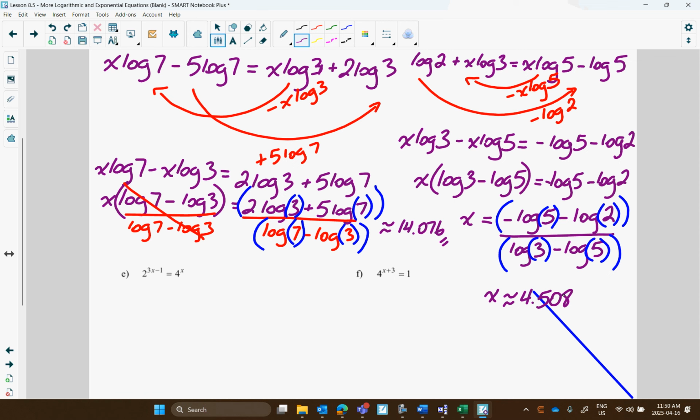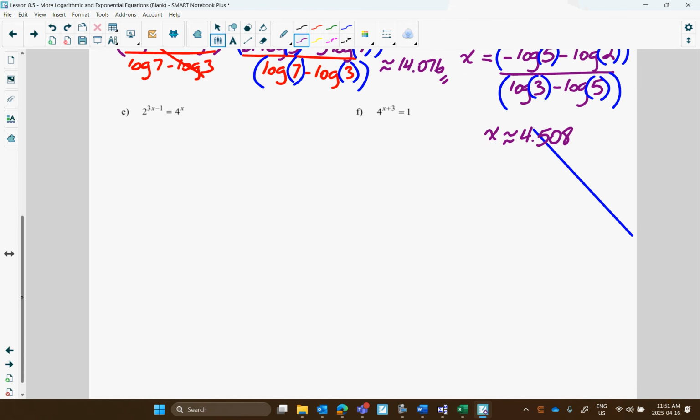Okay. Next one. Don't get overly excited. Think about what question am I asking every time I start one of these questions. Can I make the bases the same? Yeah. This one I can. I don't have to log both sides. If you log both sides, it requires more work, but you still get the right answer.